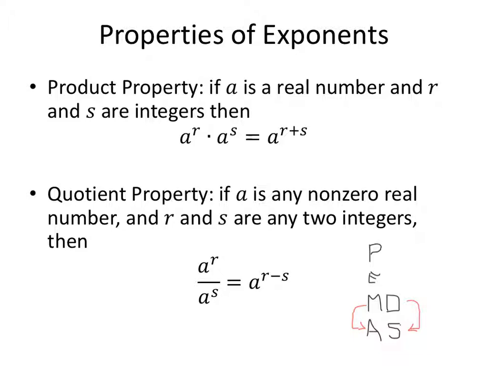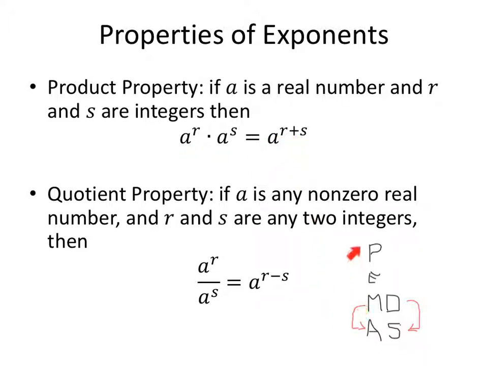As I mentioned in a previous lecture, the order of operations, PEMDAS, is very helpful in other areas as well, not just simplifying expressions. And here, I show you one of those uses. So the product property. If A is a real number, and R and S are integers, so integers, positive and negative counting numbers along with 0, then A to the R power times A to the S power is A to the R plus S. We might say that multiplying two things with the same base, we add their exponents.